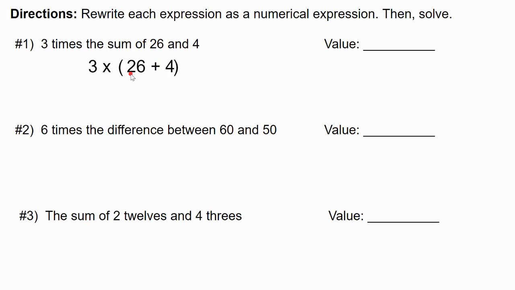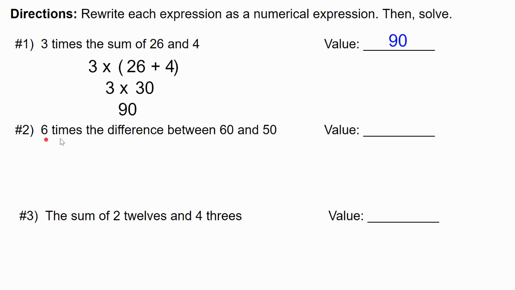So let's go ahead and do that. Let's do 26 plus 4, which is 30. Now we're going to multiply 30 times 3, which is 90. So our value or answer is 90. Let's try number 2. Here we have 6 times the difference between 60 and 50.